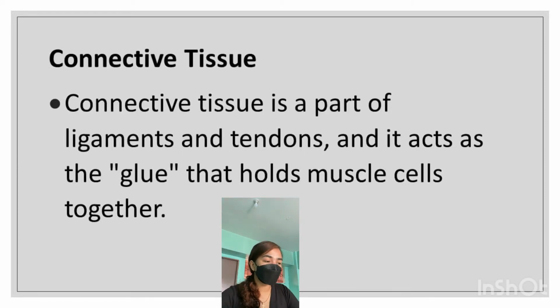Next, we have the connective tissue. Connective tissue is a part of ligaments and tendons, and it acts as the glue that holds muscle cells together. The most abundant proteins in connective tissue are collagen and elastin. Collagen is tough and fibrous but converts to a gel when exposed to moist heat. Collagen concentration also increases as animals age, which is why meat from older animals is tougher.